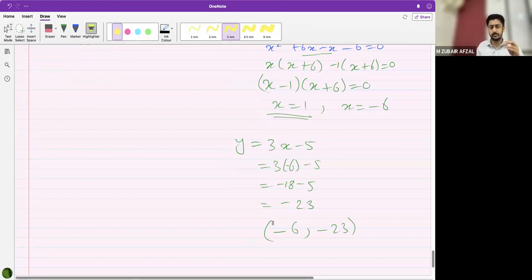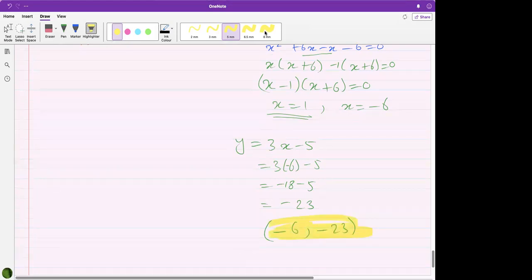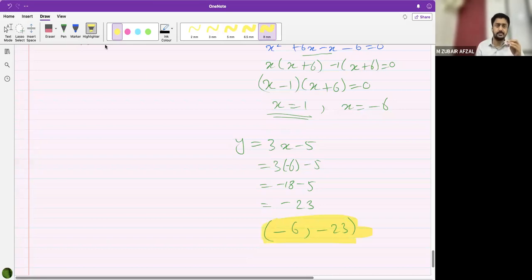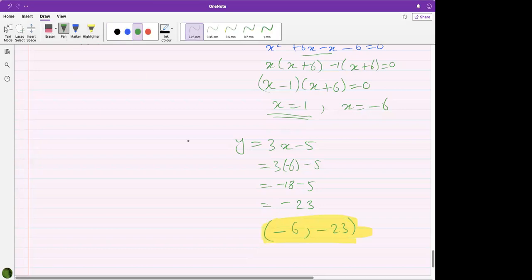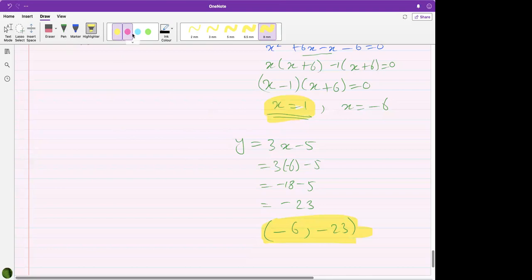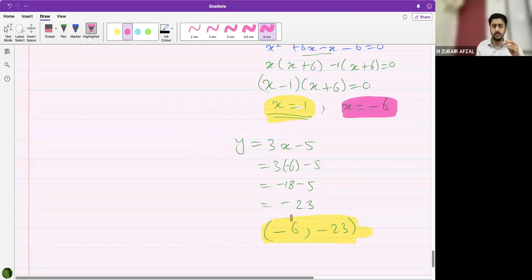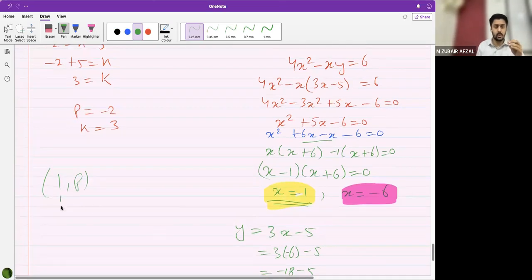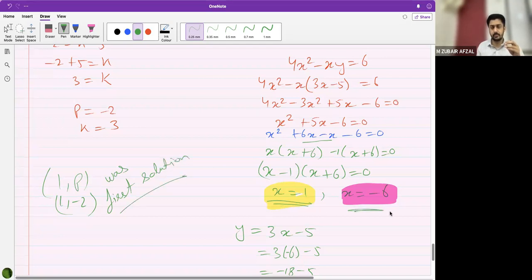Any confusion? We will not do the same thing with x equals 1 because that is already known. It says find the other solution. So x equals 1 was already known; the other solution is x equals -6. The first one was 1 comma P, so we already know the first solution, which is 1 comma -2. That was the first solution, and the second pair is with -6.